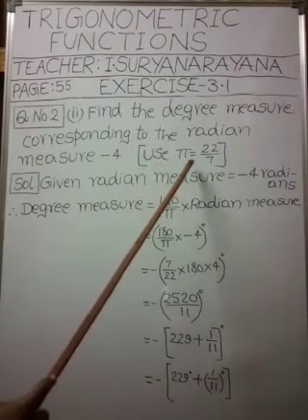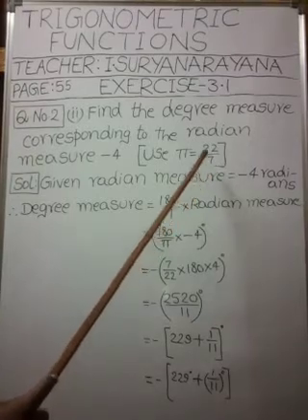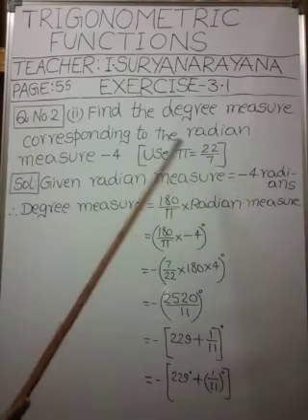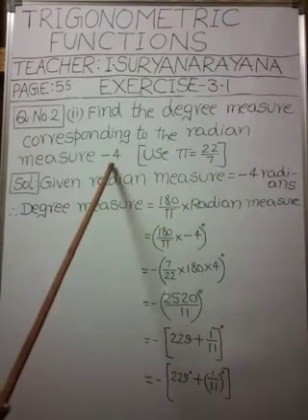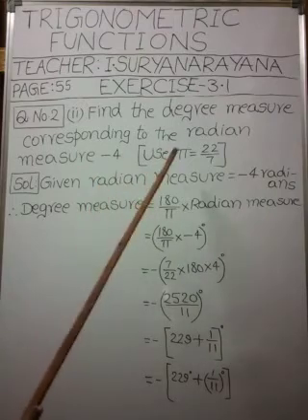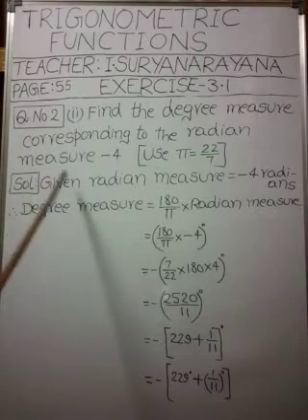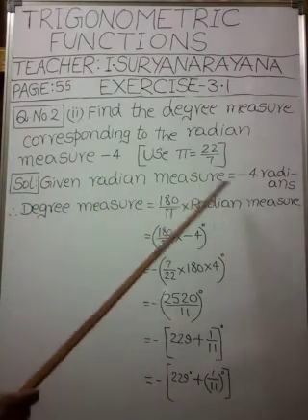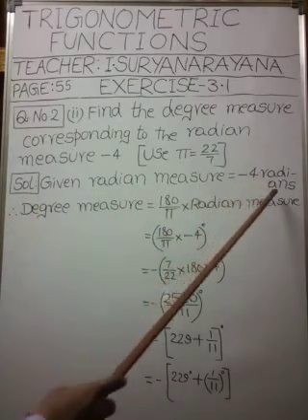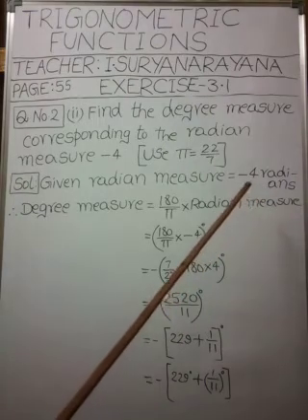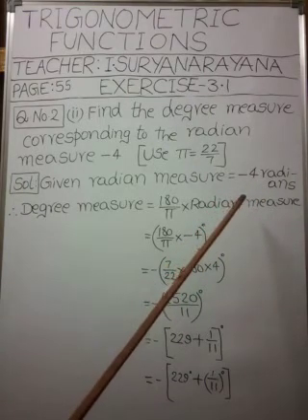Here we have to use pi is equal to 22 by 7 when you are converting this radian measure into degree measure. Understood this question, my dear children? Right. Come to the solution part. Given radian measure is equal to minus 4 radians.